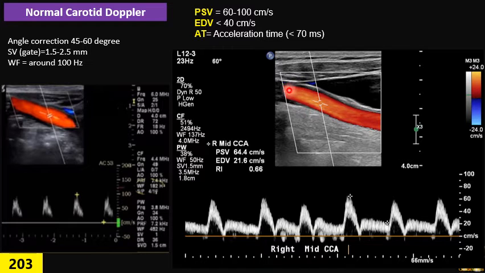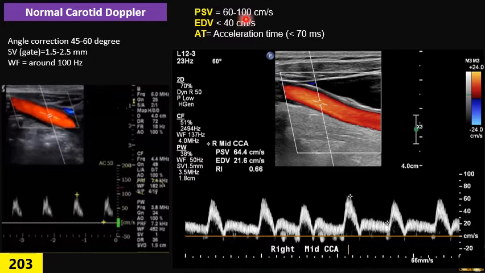So keep in your mind, especially when we have stenosis or plaque, we have to make sure our angle correction line is parallel to the blood flow. And if the angle is not parallel, just with rocking or heel and toe, we can make it parallel very easily.